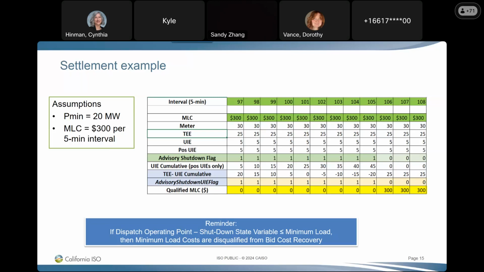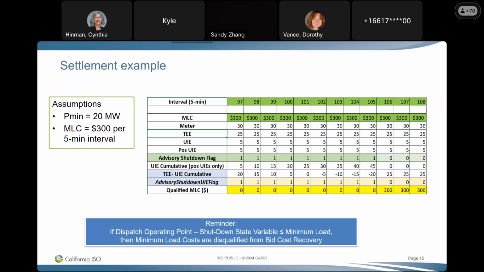The meter, what the resource actually produced, was 30 megawatts. The total expected energy, or also the dispatch operating point, was 25. So the resource was dispatched to 25. The meter showed 30. That is, they were deviating by 5 megawatts. You can see in the UIE line that all the way through there, there is uninstructed imbalance energy of 5 megawatts. And in fact, that is positive uninstructed imbalance energy.